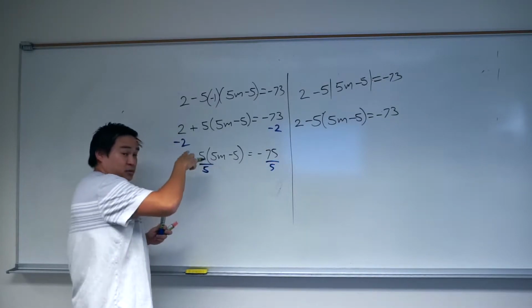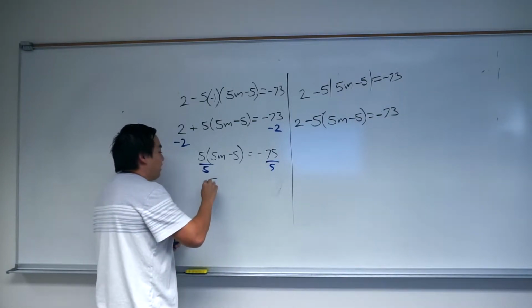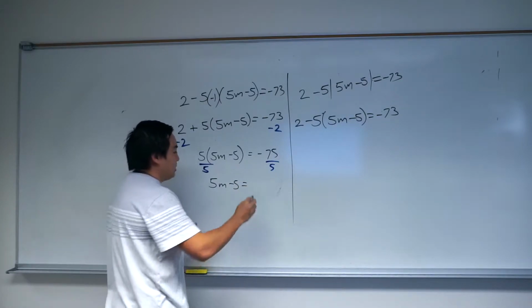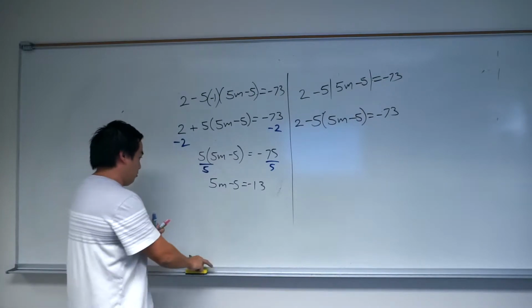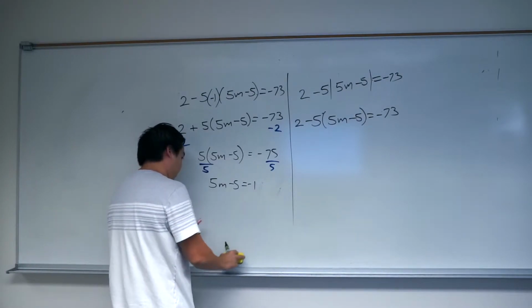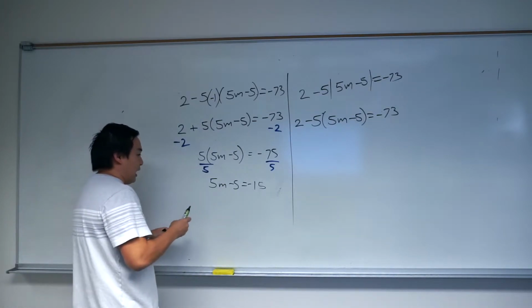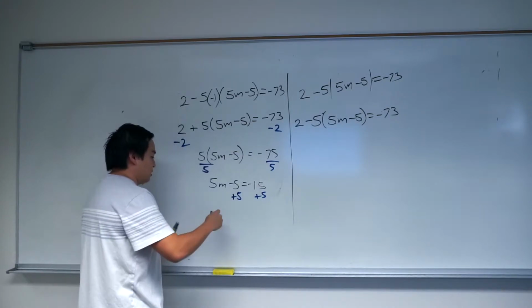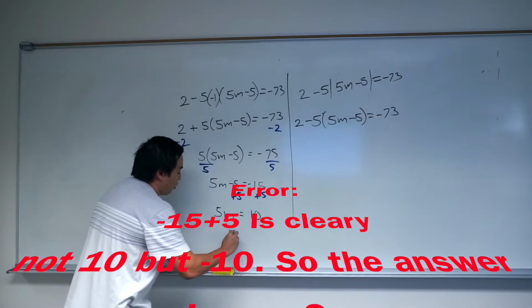Again, if you want, you can do the distribution. It's just the method that I prefer to do. So 5m minus 5 is equal to negative 15. And then add 5 to both sides. So again, 5m is equal to 10, or m is equal to 2.